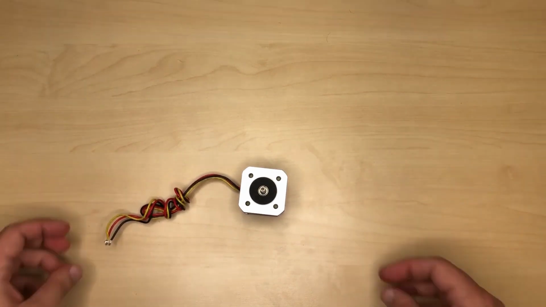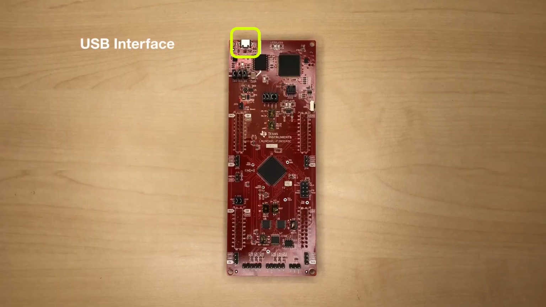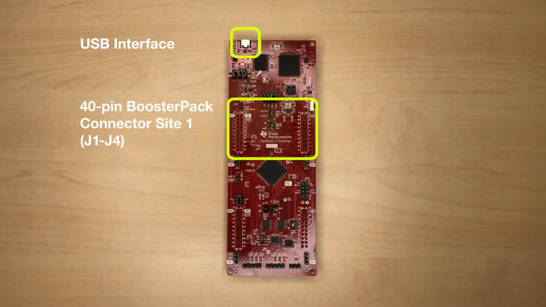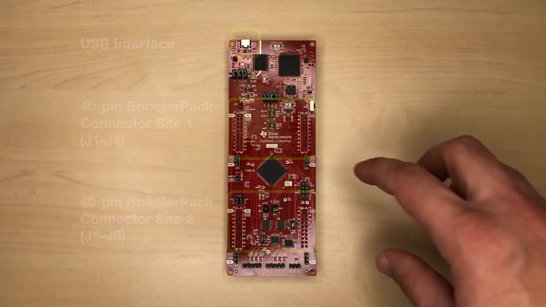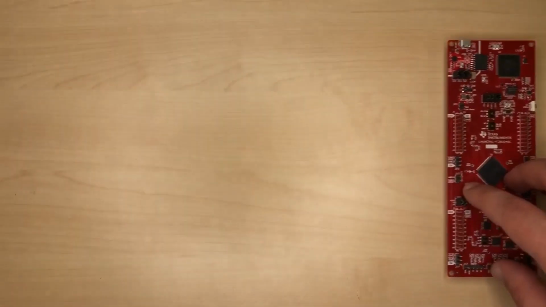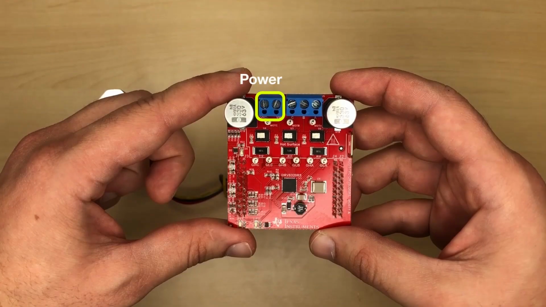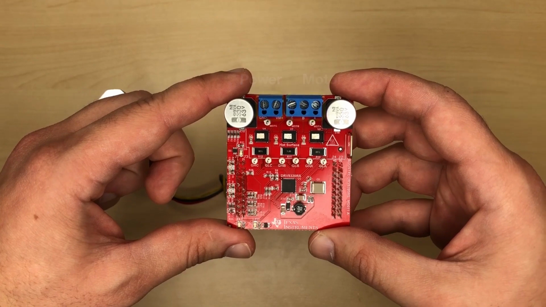with bare phase wires. The LAUNCHXL kit features two independent BoosterPack XL expansion connector sites. I'll be using one of these to connect to the motor driver. The booster pack motor driver has a three-phase motor socket to which I'll connect the motor, and also a power connector which will be connected to a DC power voltage source.